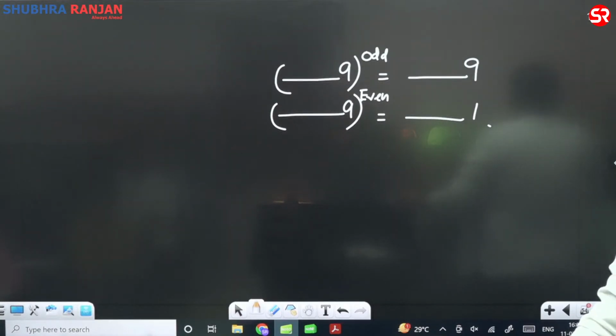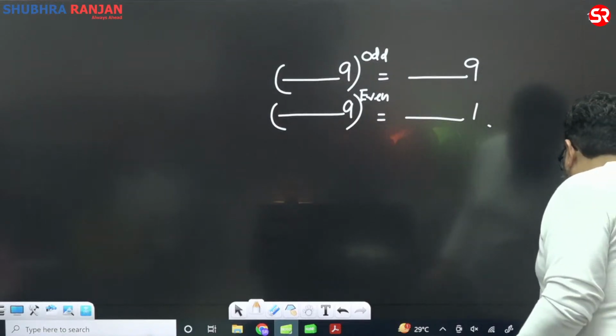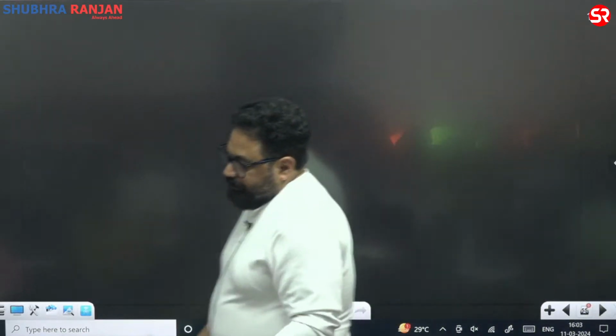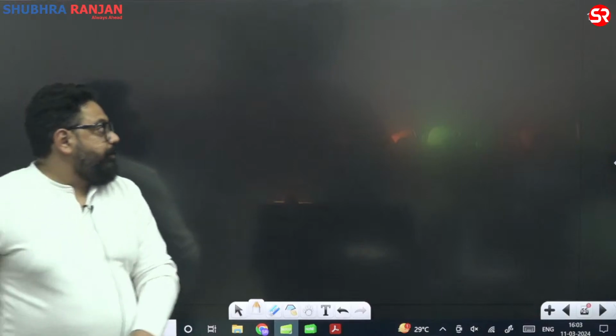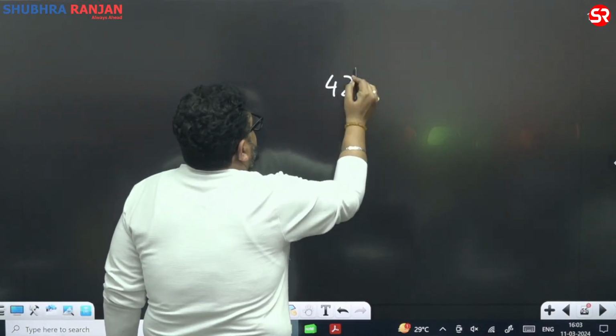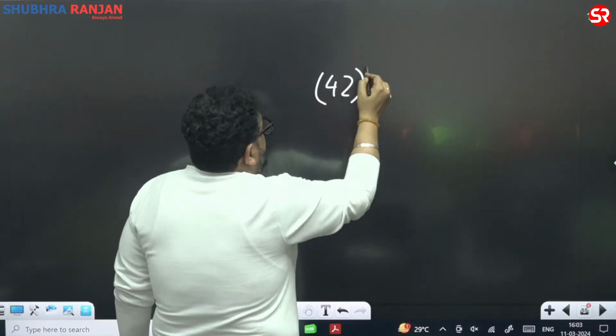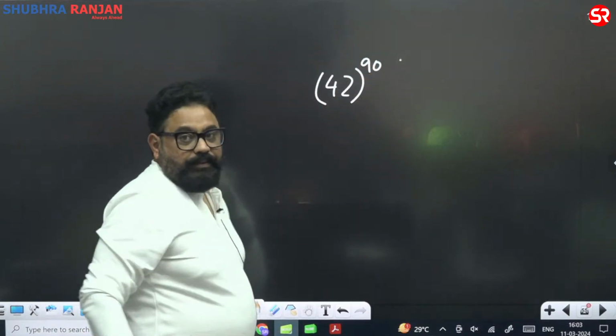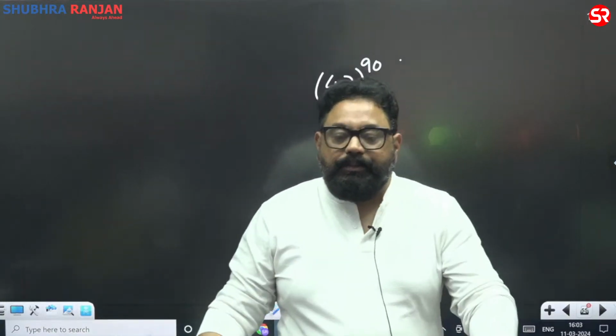Now comes even index, right? Let's do even index. See what he will ask on even index. What is the unit place of 42 to the power 90? What is the unit place of 42 to the power 90?